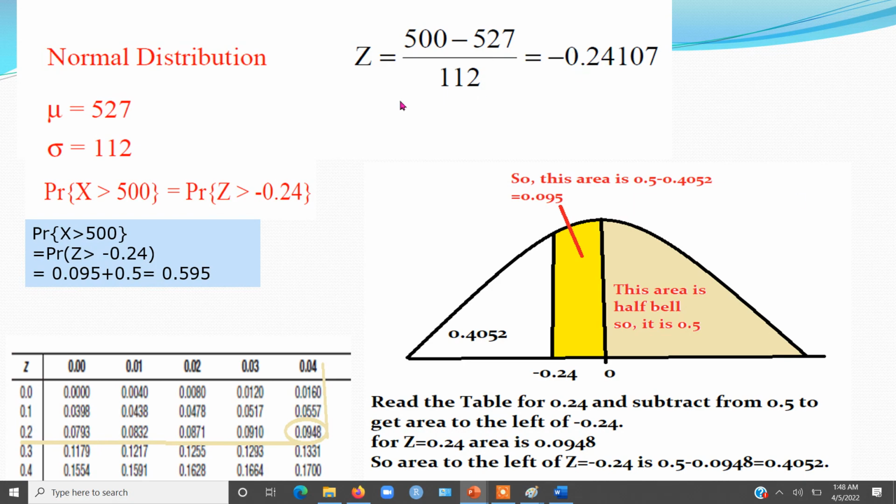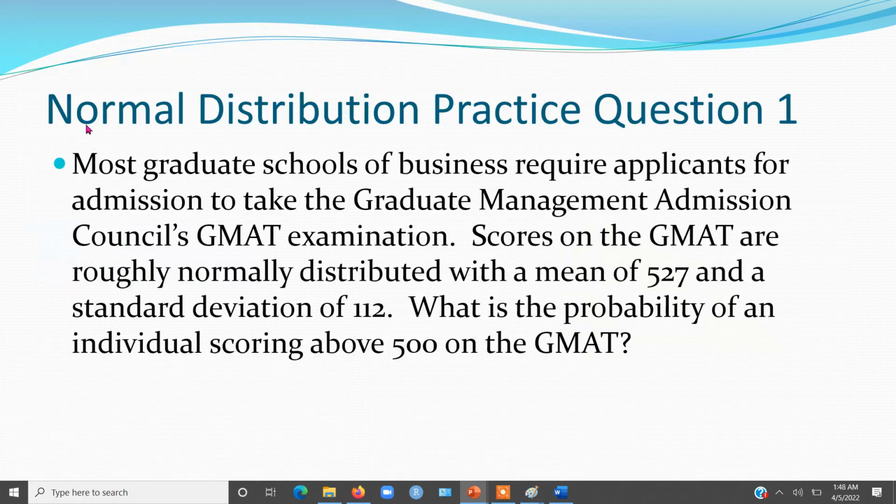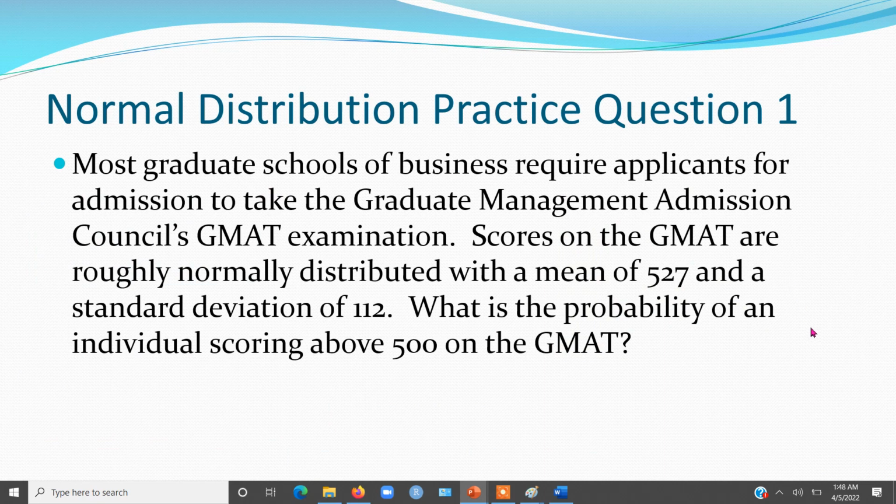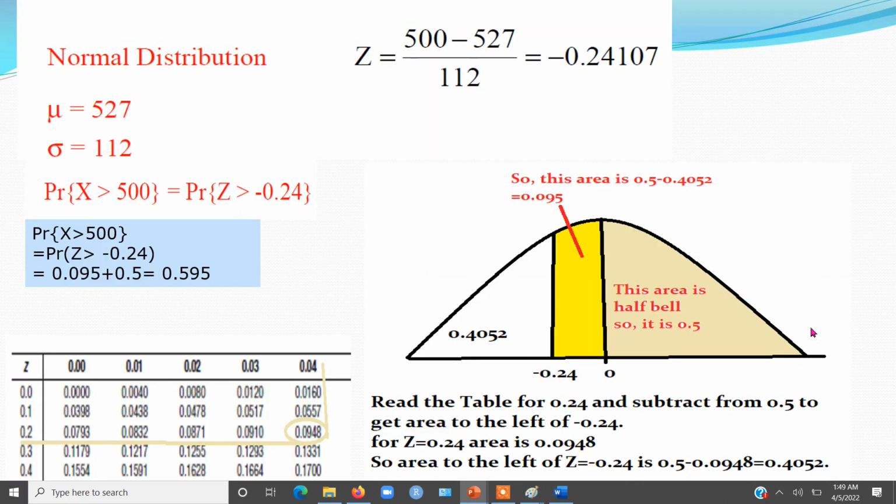Okay. So the data given was, refer back, you can see that the average is 527 whereas the standard deviation is 112. So we know that the notation for average is mu, the Greek symbol. So mu is 527 and standard deviation, that is sigma, is equal to 112. And we need to find the probability that someone scores more than 500 marks in GMAT exam. And it is given that the scores follow normal distribution. So I'm going to use the normal distribution table to compute this probability.